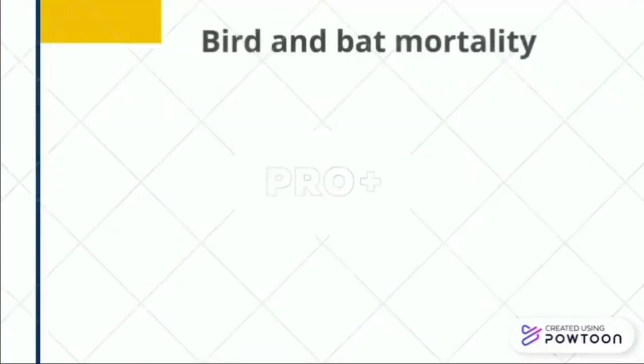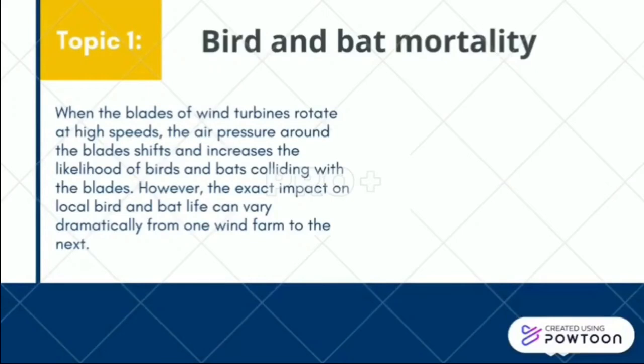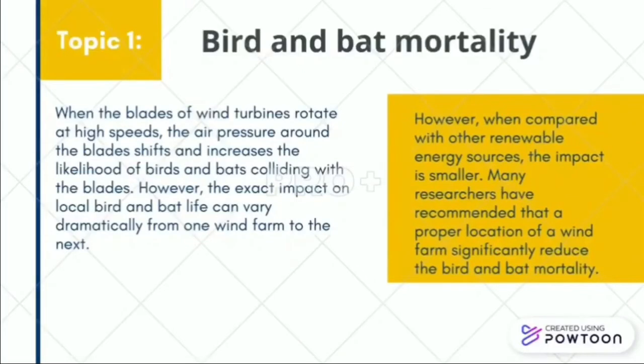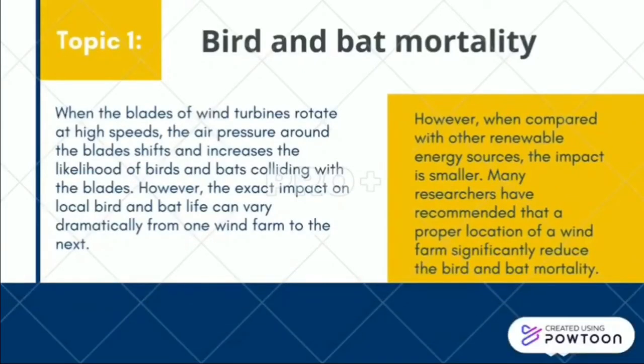Bird and bat mortality. When the blades of wind turbines rotate at high speeds, the air pressure around the blades shifts and increases the likelihood of birds and bats colliding with the blades. However, the exact impact on local bird and bat life can vary dramatically from one wind farm to the next. However, when compared with other renewable energy sources, the impact is smaller. Many researchers have recommended that a proper location of a wind farm significantly reduces bird and bat mortality.